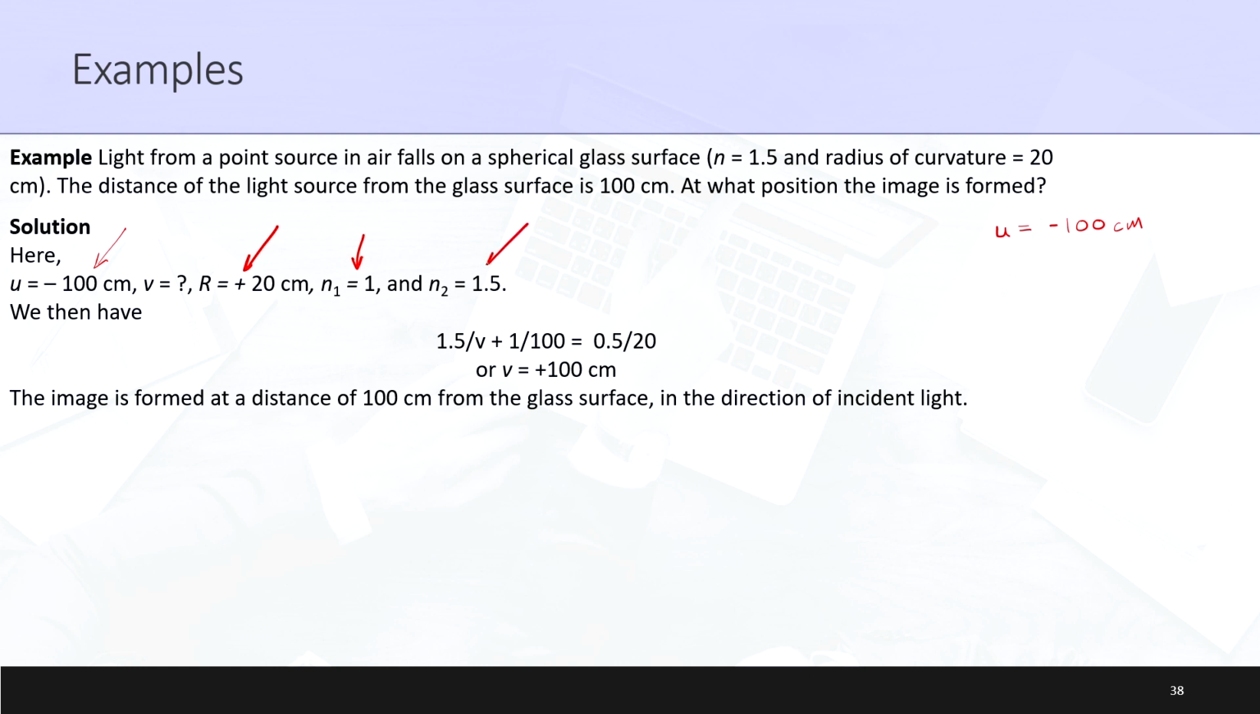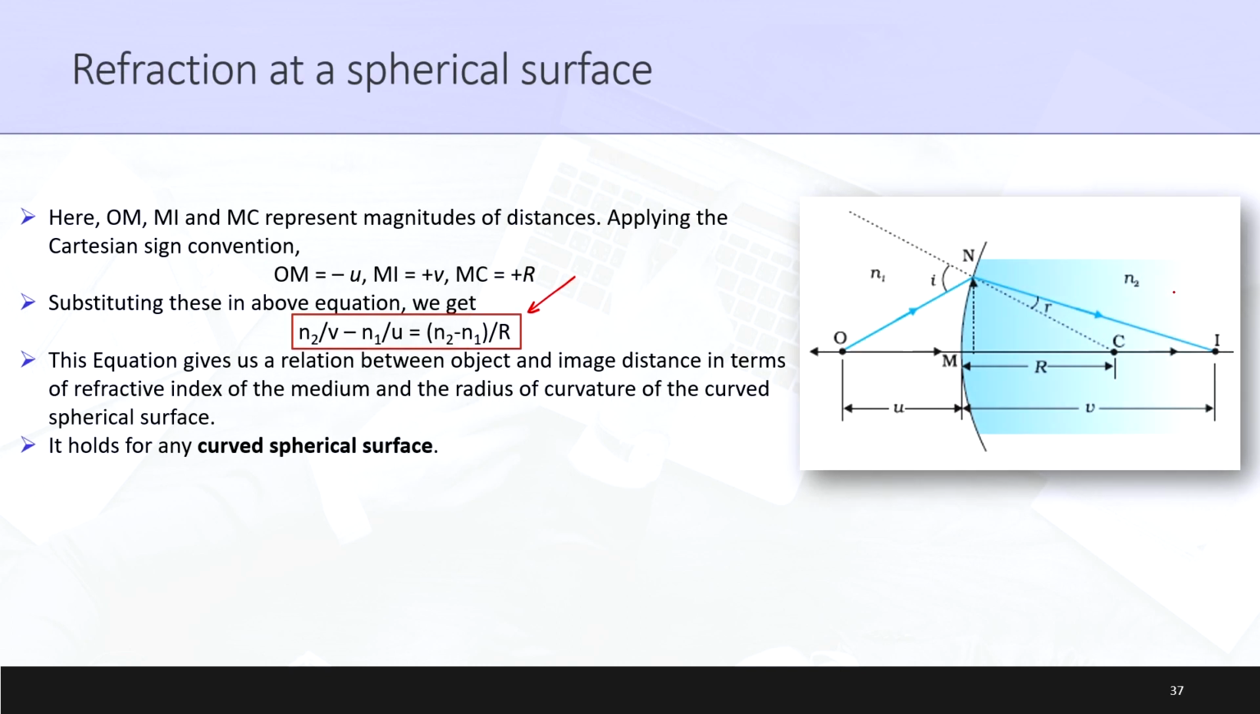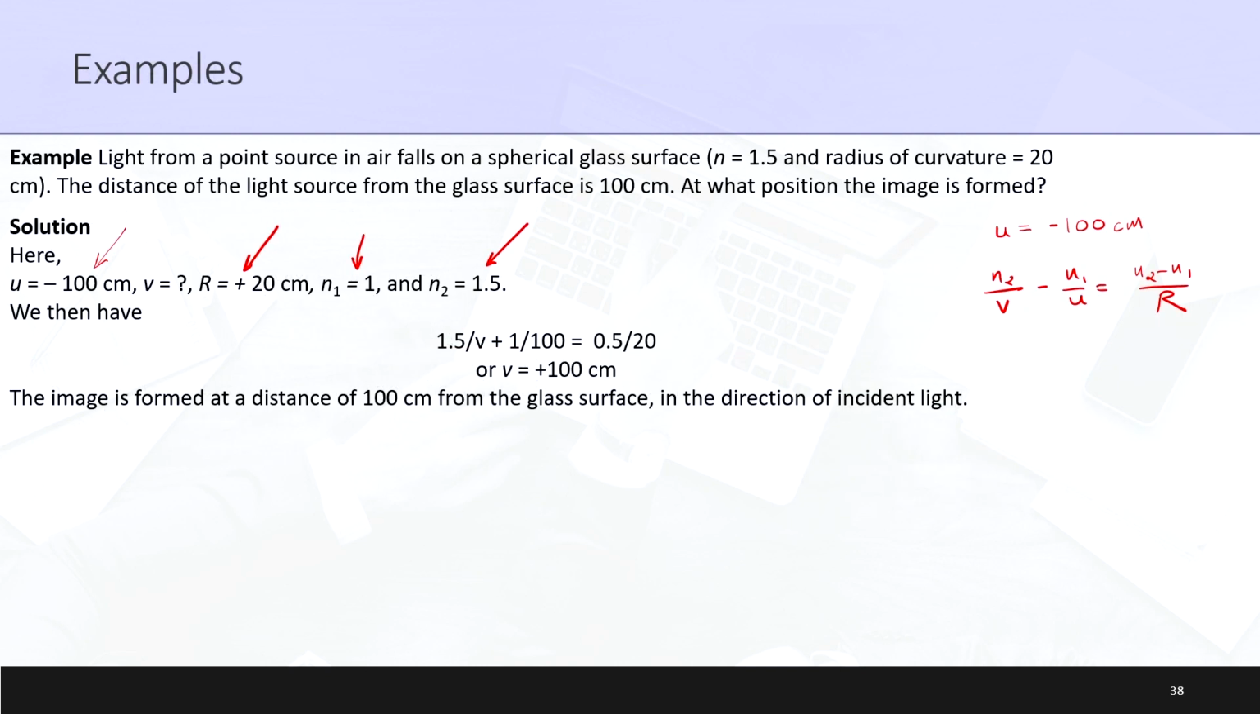So, hence n2 is given to you as 1.5, n1 is given to you as 1. Therefore, n21 is nothing but n2 by n1, which is equal to 1.5 by 1, which is equal to 1.5. Okay. So, now just using the equation, it is n2 by v minus n1 by u is equal to n2 minus n1 by r.